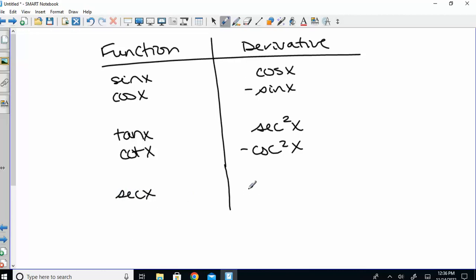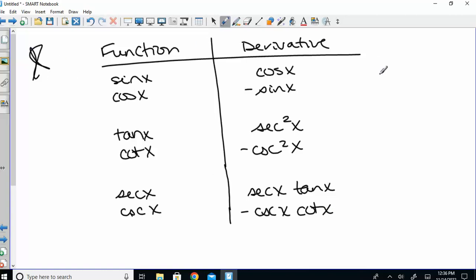All right. What is the derivative of secant? Secant x tangent x. And the derivative of cosecant? Negative cosecant x cotangent x. You have to know these. So study those, make yourself some flashcards. The derivatives on the quiz won't be too difficult as long as you can do those. And you might have to do them within product and quotient rules.